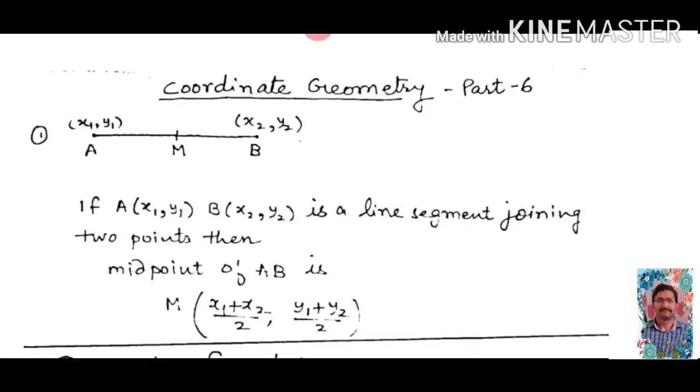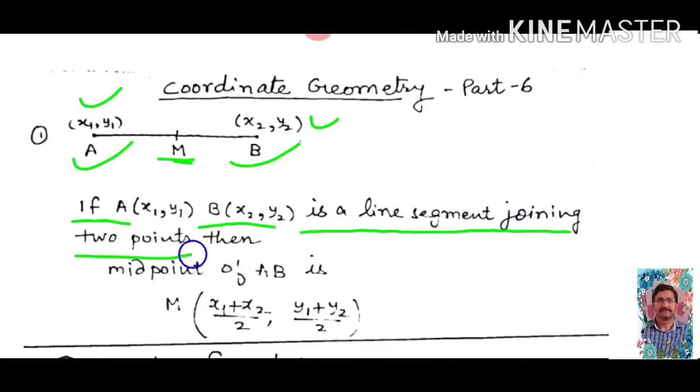Look here, the first note is: A and B points are given to you, and AB is a line segment. The coordinates of A are x1, y1, and the coordinates of B are x2, y2. We have to find the point M, the midpoint. If A is x1, y1 and B is x2, y2, with AB a line segment joining the 2 points, then the midpoint of AB is M: x1 plus x2 by 2, y1 plus y2 by 2.